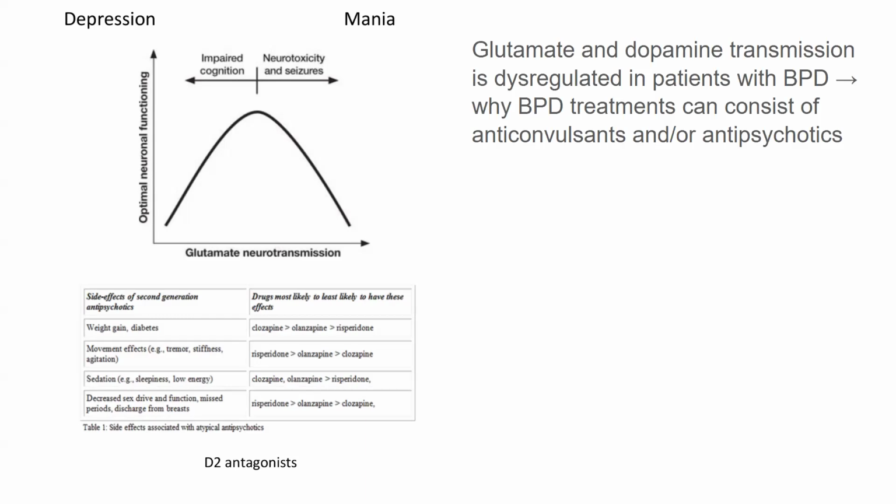Glutamate and dopamine are two big neurotransmitters that are dysregulated in patients with bipolar disorder. And so that's why we use anticonvulsants and antipsychotics to modulate this dysregulation and bring it back to that sweet spot, back to baseline.